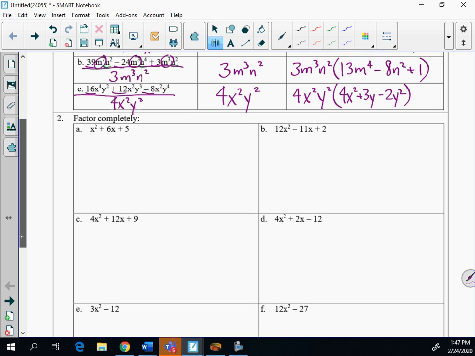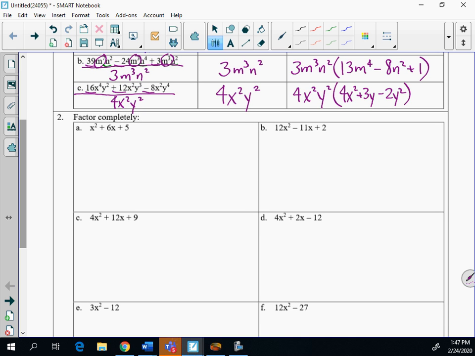Moving on, factor completely. We always ask ourselves, is there a GCF? And we look at this, and definitely not. We only have a 1 up in front here. So we say, all right, a equals 1, b equals 6, c equals 5. A times c is 1 times 5, which is 5.